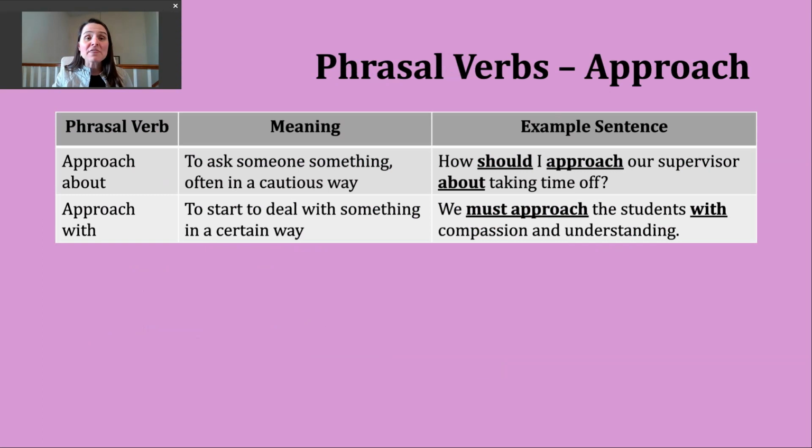Okay? Now, there are two phrasal verbs that we should discuss. The first is to approach about. And this phrasal verb is going to be very closely related to that third definition we just discussed. So here it means we're asking someone about something, and sometimes we might be doing it in sort of a cautious way. Like we're a little nervous to ask this question. An example of this might be, how should I approach our supervisor about taking time off? Right? So here I'm asking someone for advice about how do I ask for time off?